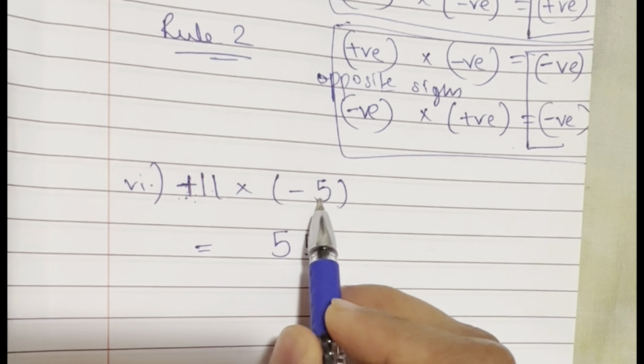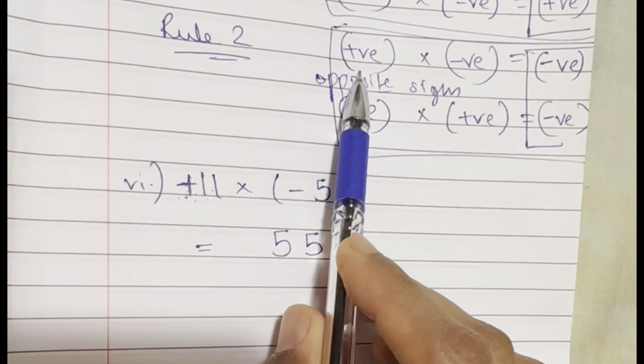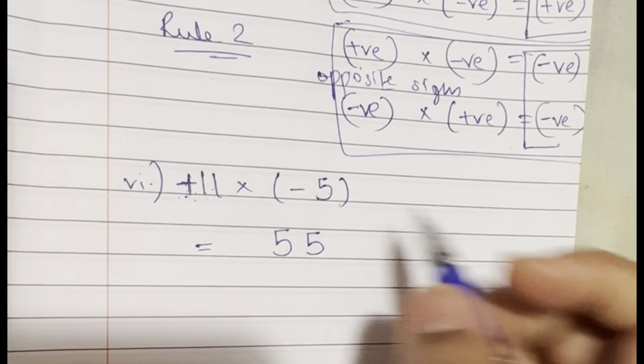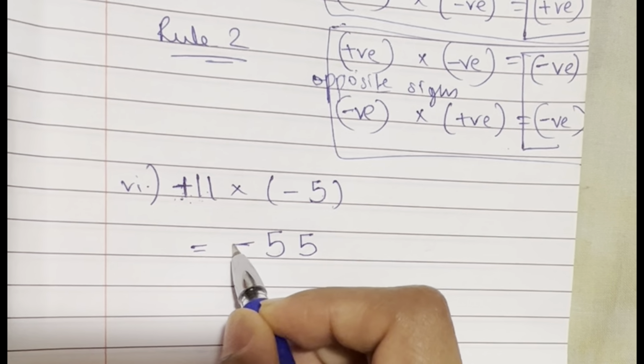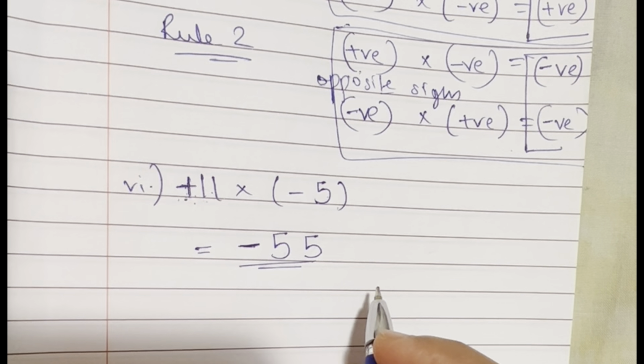So one is plus, one is minus. That means opposite sign. Rule number 2. Yeah, so the answer will have negative sign. So our answer here 55 will have a minus sign. So our answer is minus 55.